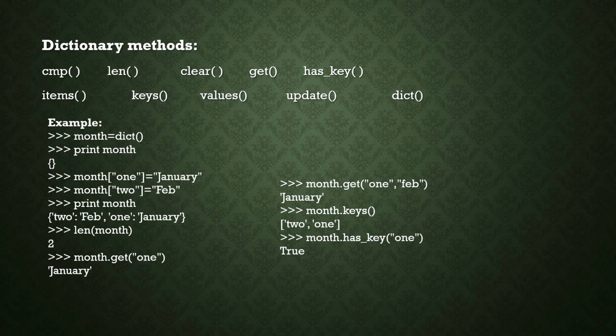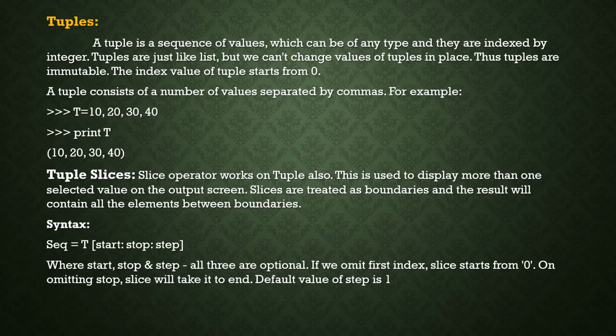Next one is the has_key function or method, month.has_key(1). It will check whether key value 1 is present or not. If it is present, it will display true. If it is not, then it will display false.